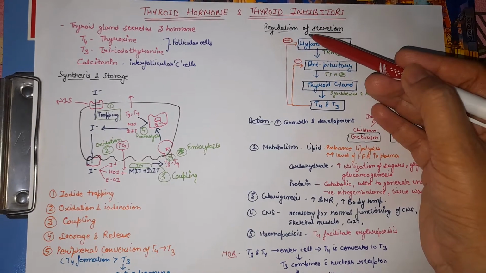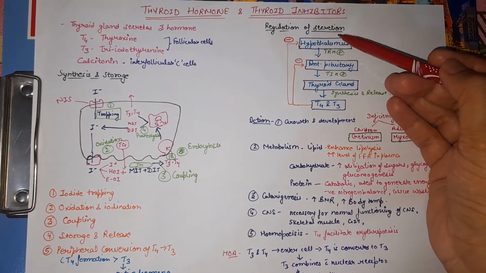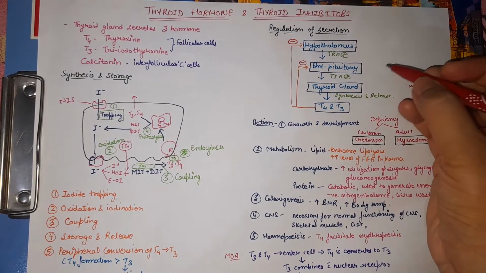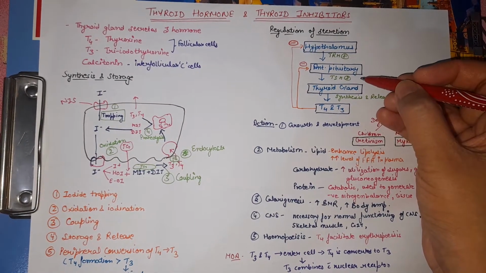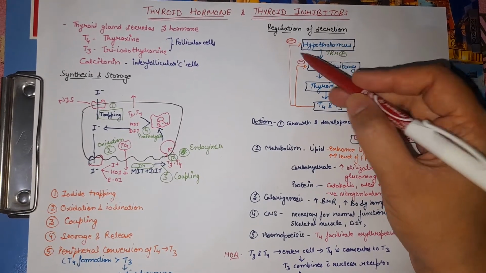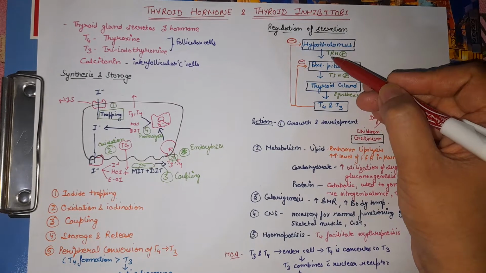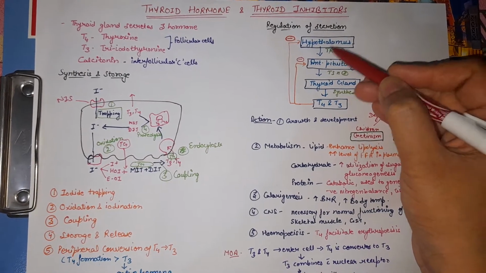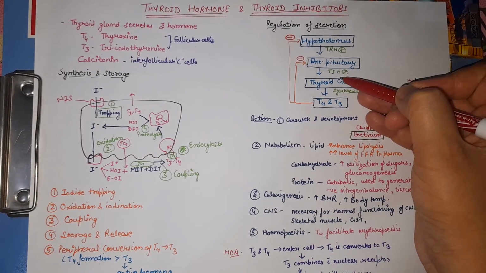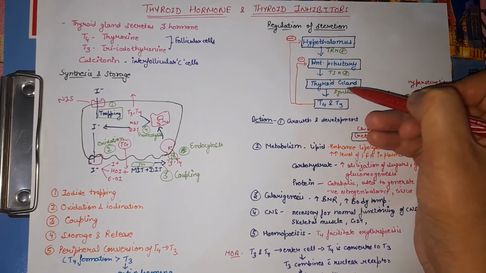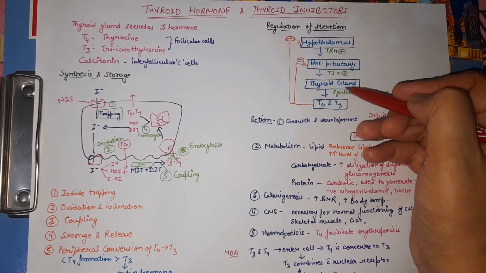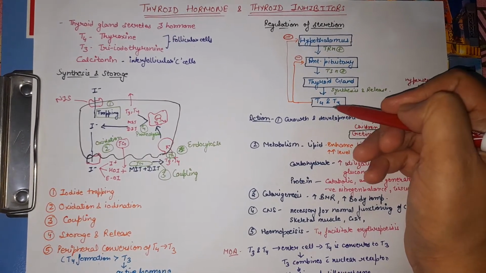How is thyroid hormone secretion regulated? As we discussed in the anterior pituitary hormones, thyroid stimulating hormone is released from the anterior pituitary. First, thyrotropin releasing hormone is released from the hypothalamus, which acts upon the anterior pituitary. From the anterior pituitary, thyroid stimulating hormone is released, and it acts on the thyroid gland follicular cells, which causes the synthesis and release of T4 and T3.